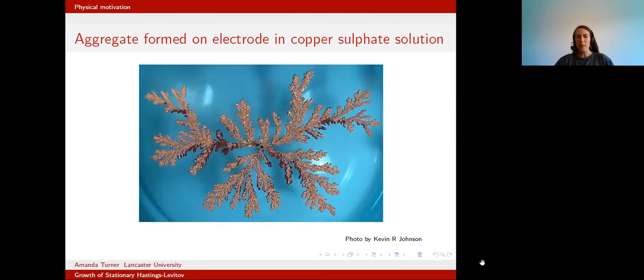The reason people are interested in studying random growth comes from physical experiments such as shown in this picture. Right in the middle of the picture, you can see there's an electrode, and it's sitting in a copper sulfate solution. Positive ions diffuse all around the solution until initially they hit the electrode, at which point they stick. And then as the cluster starts to grow, these ions diffuse around until they hit parts of the cluster, and then they stick to that.